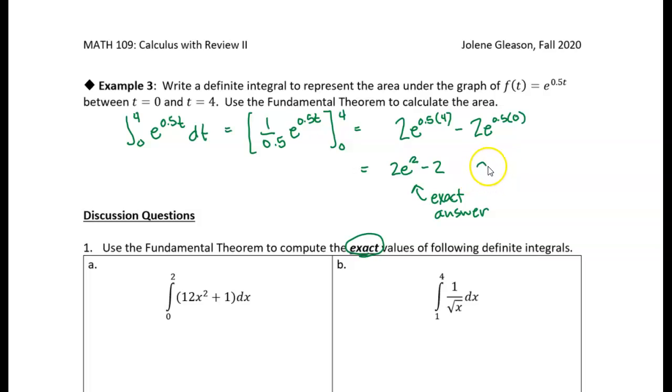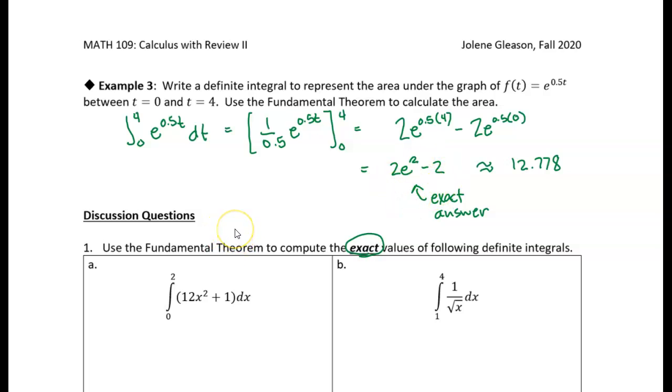So if I wanted a decimal approximation, I could put it into my calculator and get 12.778. And then I could check my answer. I could use the integration function on my calculator to actually check the answer, right? Because it's going to give me a decimal answer if I put it into my calculator. But this is the exact answer.